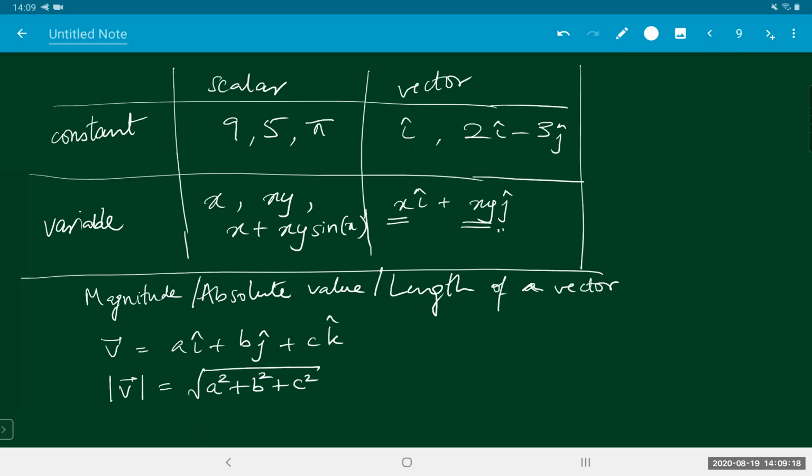Any questions so far? Can you give me some examples of vectors in real life?